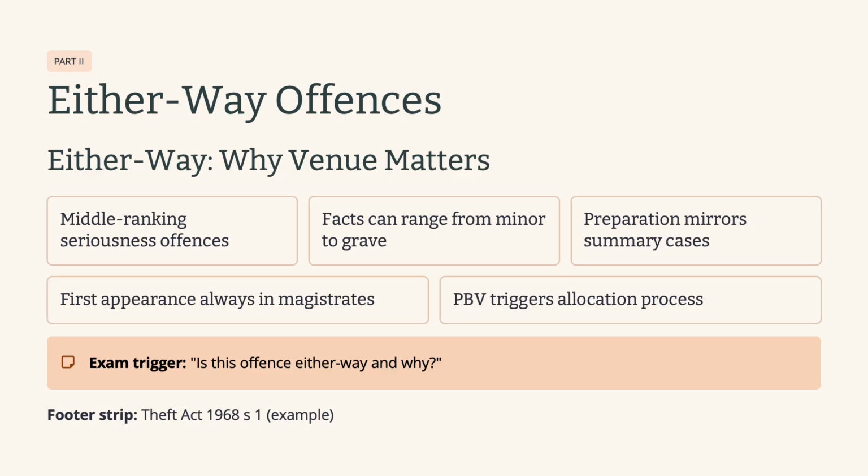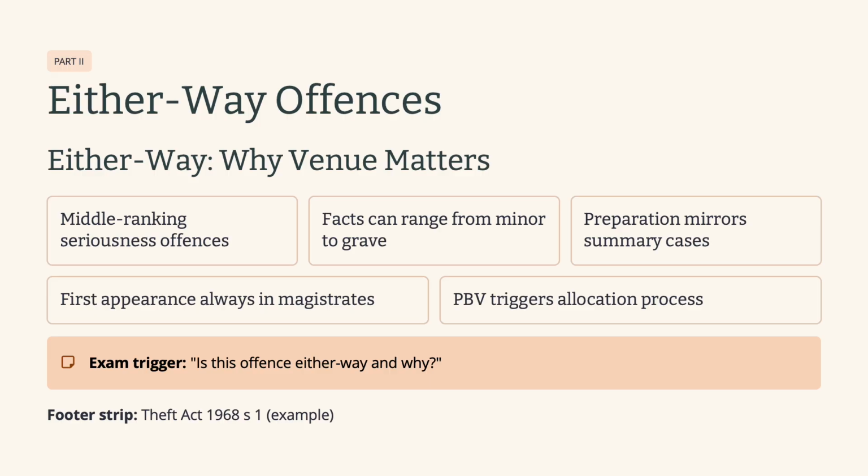Why venue matters. So first, either way offenses occupy the middle ranking of seriousness. They are more serious than summary only offenses, but less serious than indictable only offenses. Second, the factual circumstances can range enormously. Theft, for example, could involve stealing a chocolate bar worth £1 or stealing a car worth £40,000. Both are theft under Section 1 of the Theft Act 1968, but the gravity differs vastly.